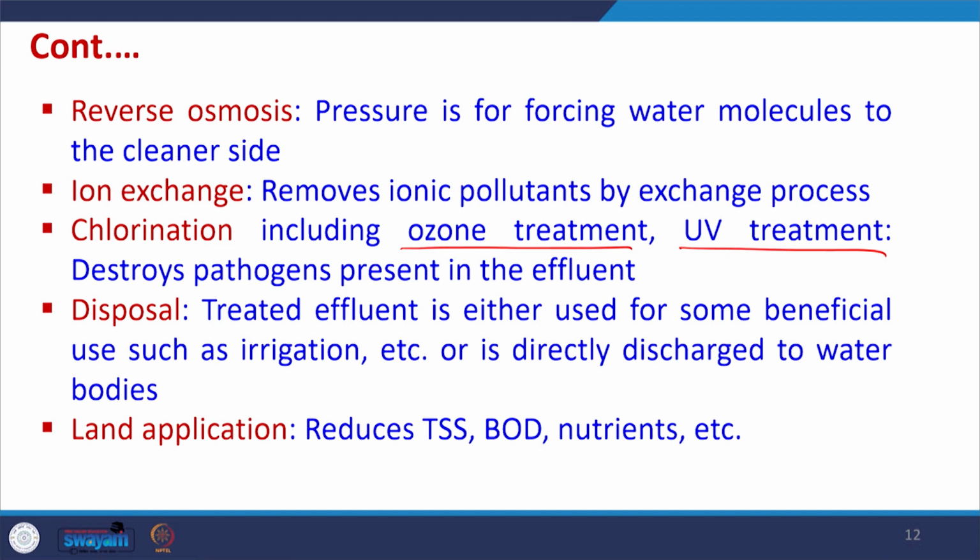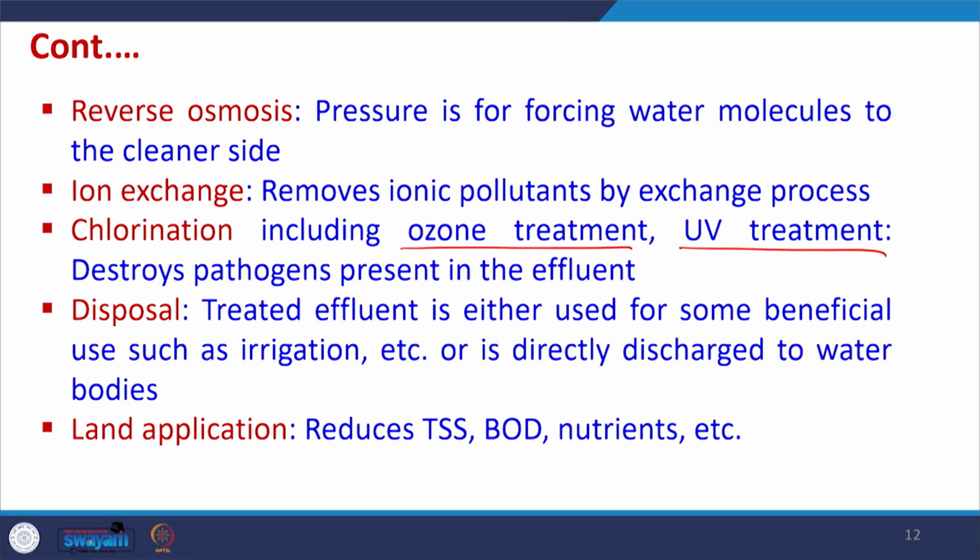Further, chlorination will be done via various methods, including various types of chlorinated compounds, and along with that we can perform the disinfection using ozone treatment and UV treatment, and these disinfection methods destroy the pathogens present in the effluent. Finally, the water has to be disposed of.